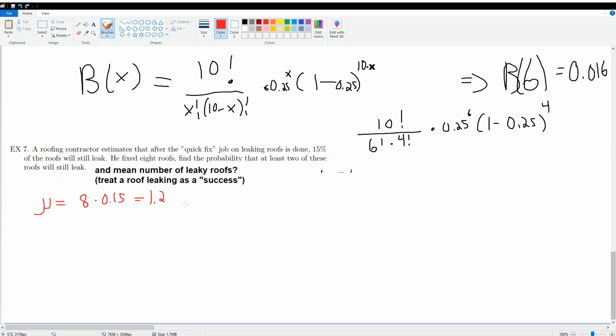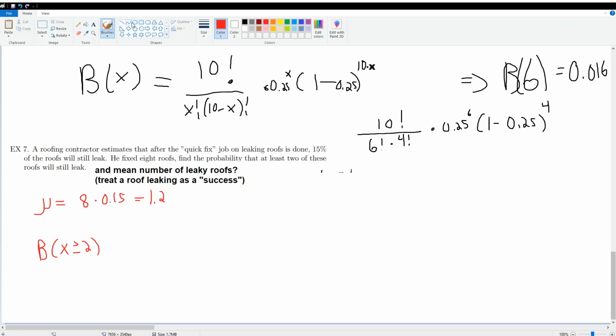So now let me give you the hint. Here's the hint. We want b of x being greater than or equal to 2. Look at all the outcomes that composes. You would need to get b of 2, b of 3, b of 4, b of 5, b of 6, b of 7, and b of 8, and add the whole thing together.